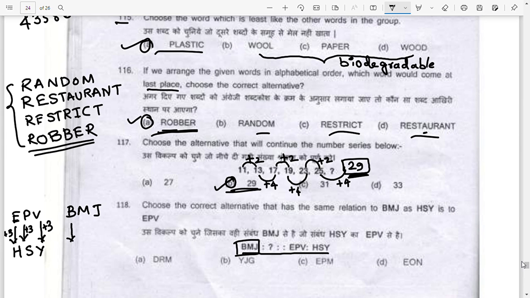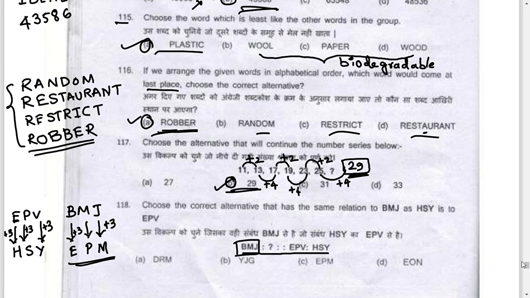Likewise, after three terms, you have to see B is there, C, D, E. After M, N, O, P. After J, three terms, K, L, M. So, EPM is the right answer here. DRM is wrong, EPM. So, this option is the correct one.